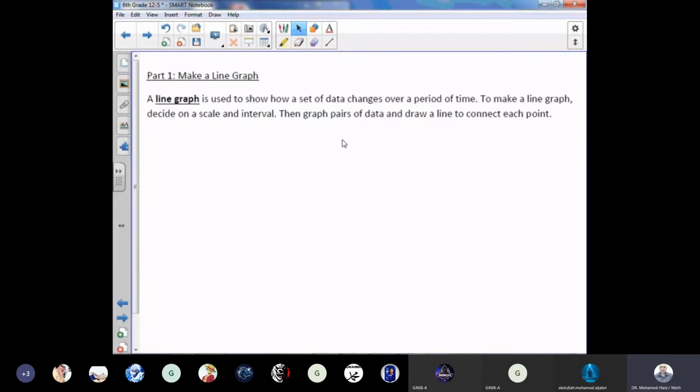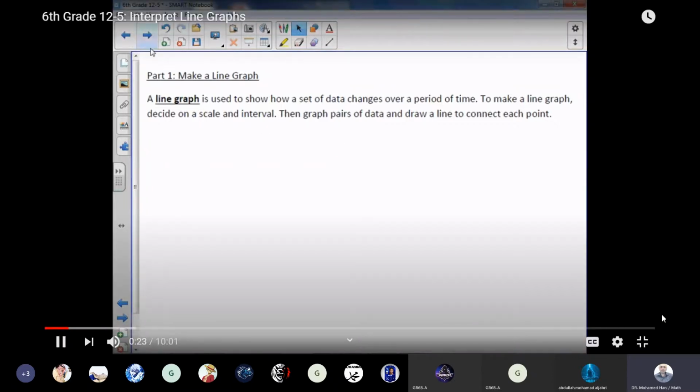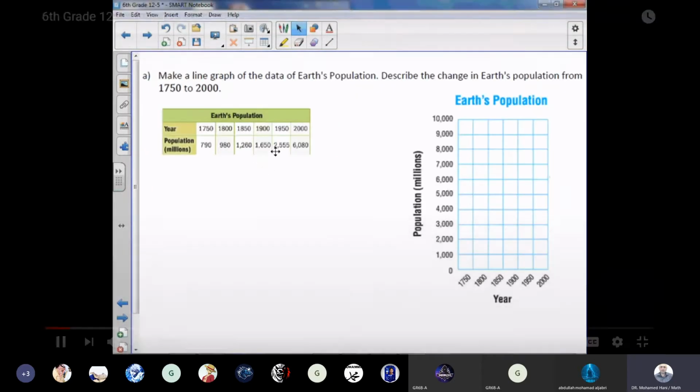A line graph is how a set of data changes over a period of time. To make a line graph, decide on a scale and interval. Then graph pairs of data and draw a line to connect each point. Make a line graph of the data of Earth's population. Describe the change in Earth's population from 1750 to 2000.